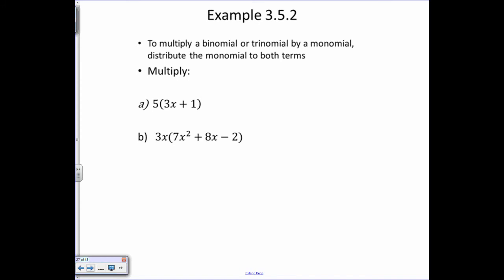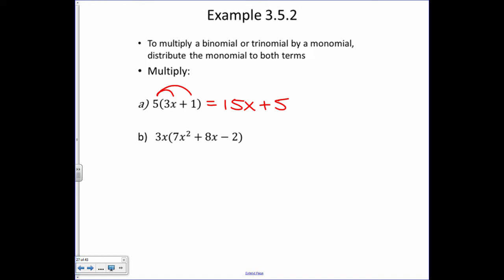To multiply a binomial or a trinomial by a monomial, distribute the monomial to both terms. So if we want to multiply 5 times 3x plus 1, and this should look familiar from previous sections, the 5 is just going to distribute. 5 times 3x is 15x, and 5 times 1 is 5.